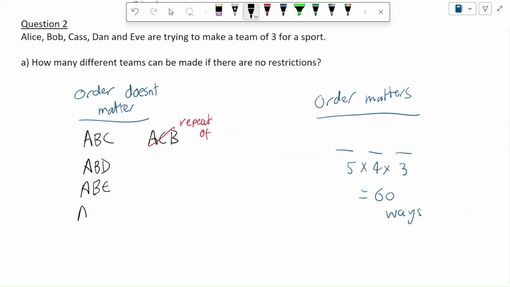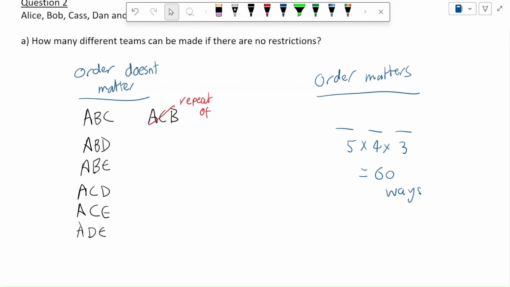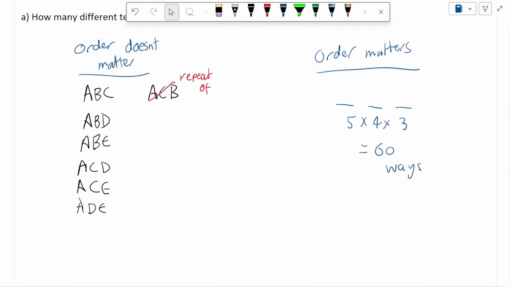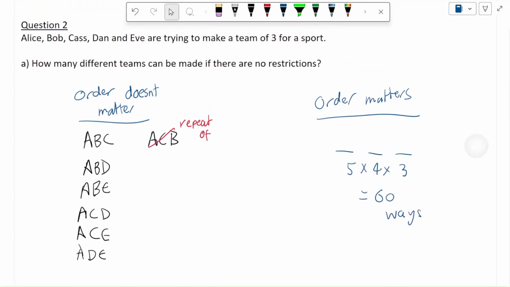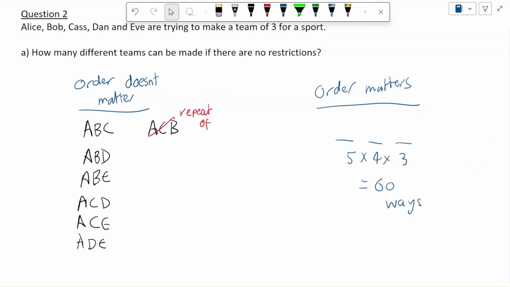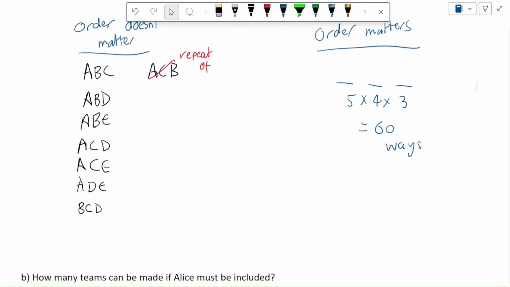All right, a few more. Alice, C and D. I've forgotten the names. Alice, C and E. Alice, D and E. And you'll notice my little strategy here. I'm keeping in alphabetical order so that I know I'm not going to get any repeats where it's just shuffled versions. Let's see. There's Bob, Cass, and Dan. There's B, C, and E.